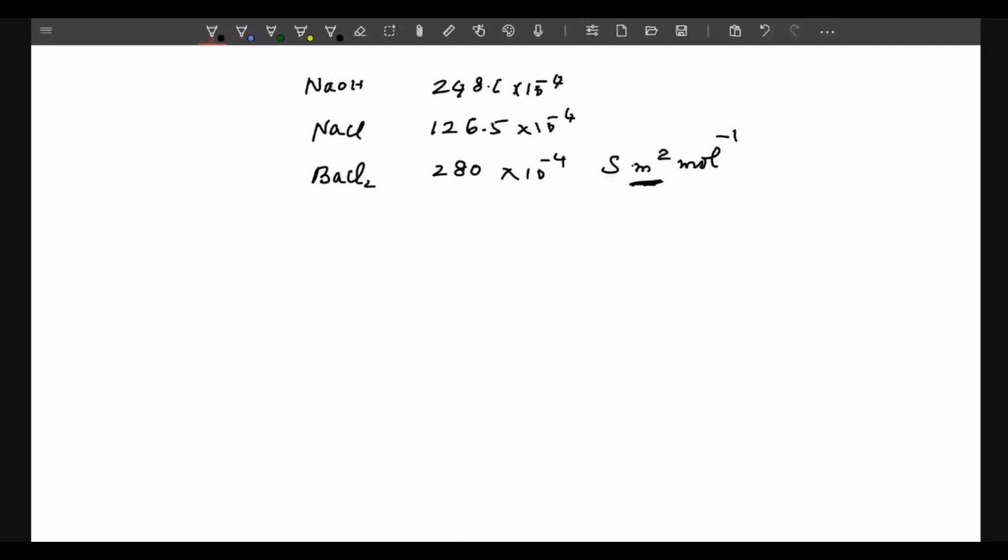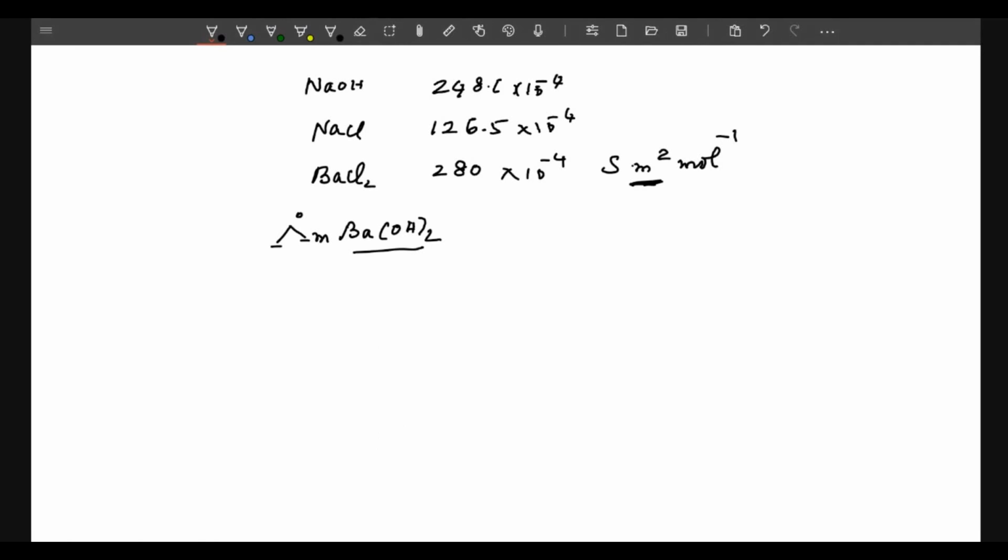Calculate lambda naught, the molar conductance of barium hydroxide. How to calculate the lambda M of this barium hydroxide, sir? Yes, it is possible to calculate this one. How?